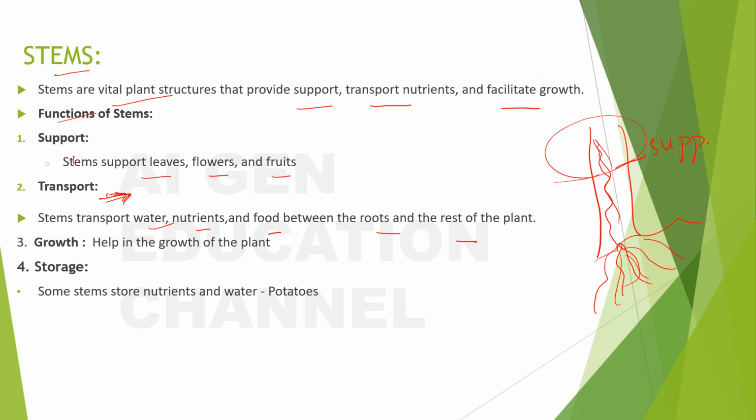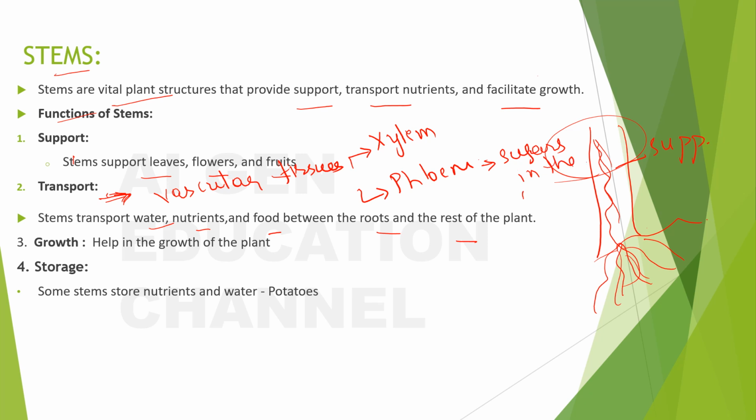So what the stem also does is, for the transportation, they have some structures called vascular tissues. In this there are xylem and phloem. What are those? Xylem and phloem. The phloem, what does it do? The sugars that are prepared in the leaves will be transported to the other parts of the plants. And xylem, what does it do? The water and minerals from roots are taken to the other parts of the plants.